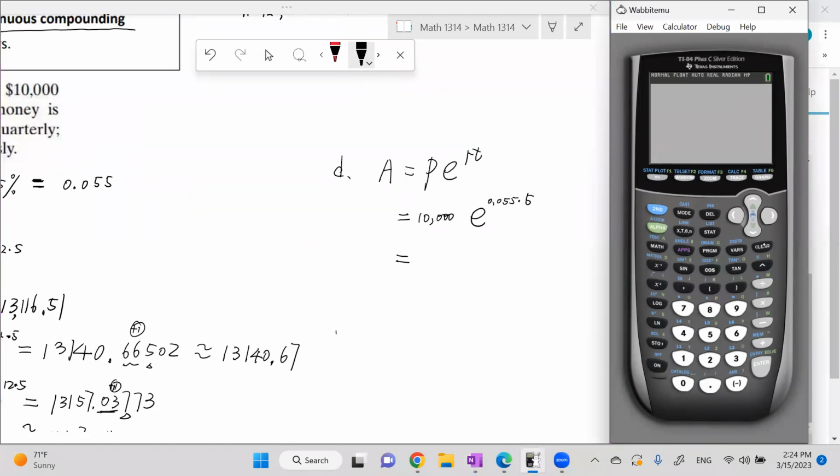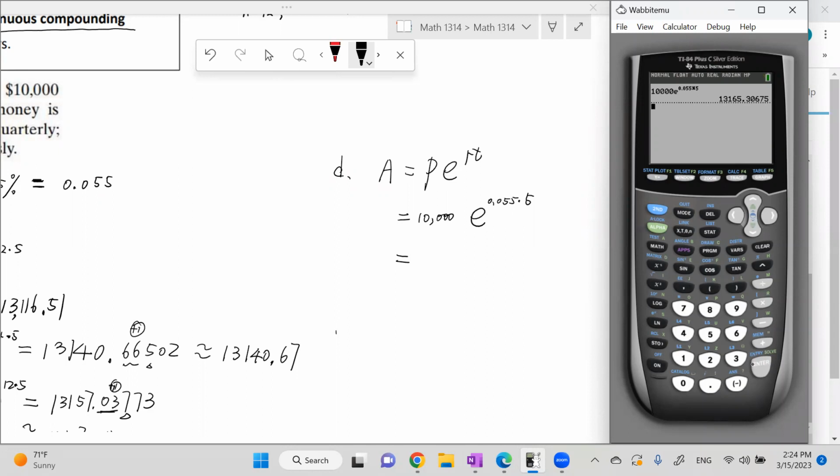So let's clear the screen. 1,0,0,0,0. 10,000 multiplied by E. Where is the E? You click second, and then you see ln. Okay, click ln, and then put the power there. 0.055 multiplied by 5. Move the cursor, hit enter.